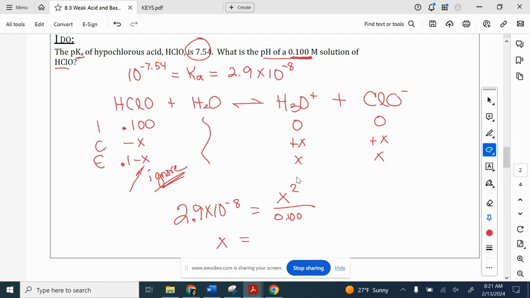Take the square root. Very good. When I do that, I end up with 5.4 times 10 to the minus 5. Now, what are my units on this? What did I end up calculating here? Right, H plus. So this is molarity of H plus. It's also the molarity of this guy as well, because these are in a one-to-one ratio.